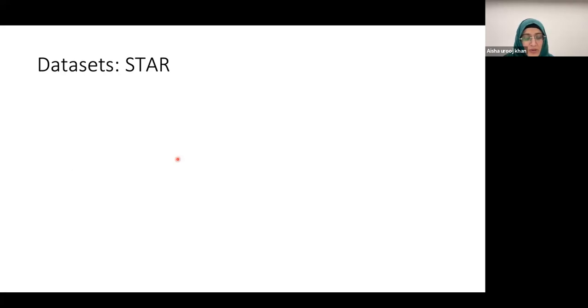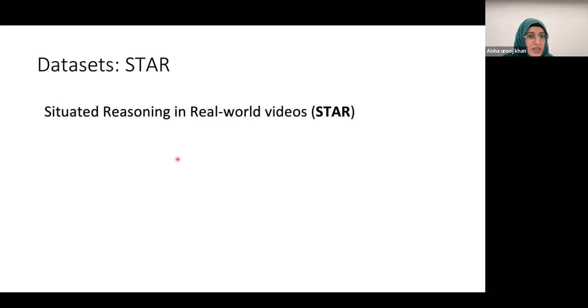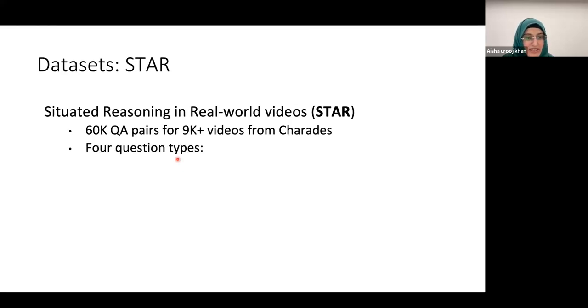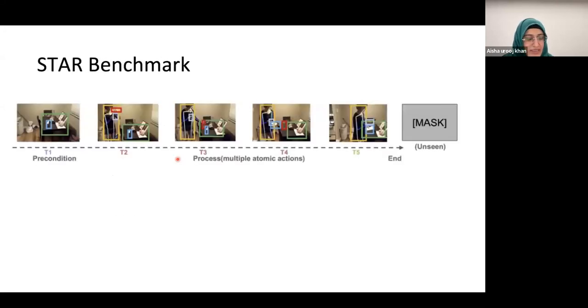Then another benchmark on which we validated our system was the STAR benchmark. The STAR benchmark is also about situated reasoning in real world videos, and this benchmark is also based on the videos from Charades. They provided 60,000 question answer pairs with four question types. First is interaction, then sequence, prediction, and feasibility. And here is an example.